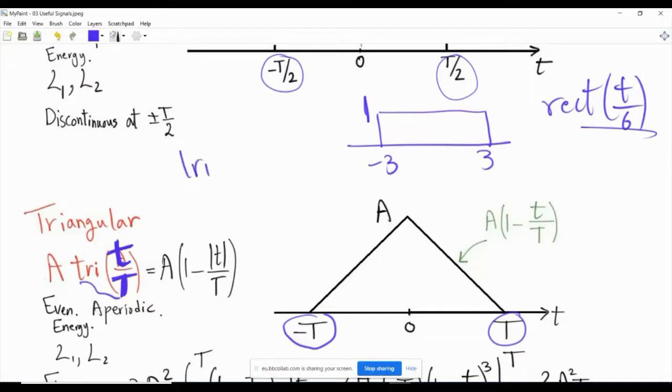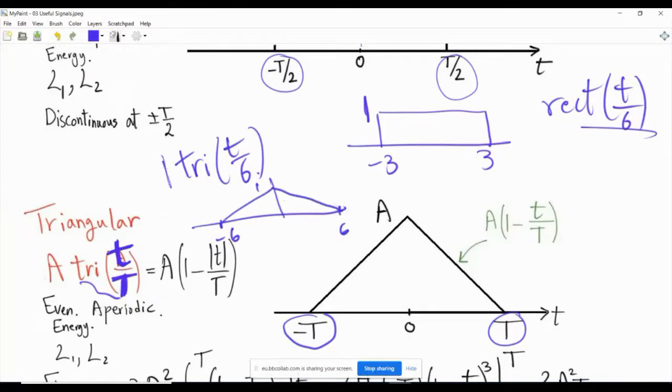Okay. So if I tell you tri T over 6, okay, this one will not go from minus 3 to 3 like here. It will go from minus 6 to 6. It will go up to an amplitude, if there is a 1 here, of 1, and then it will go like this.